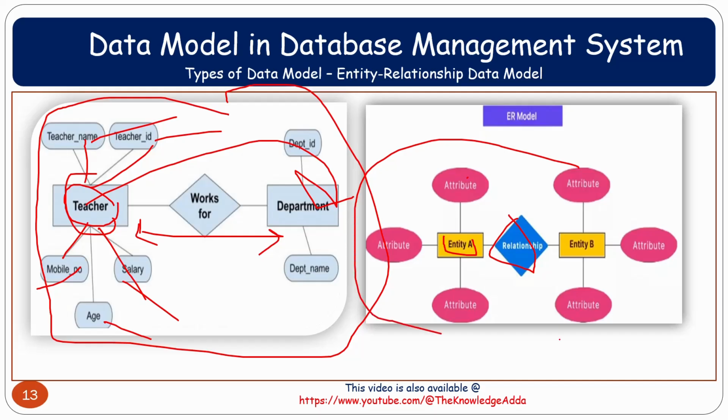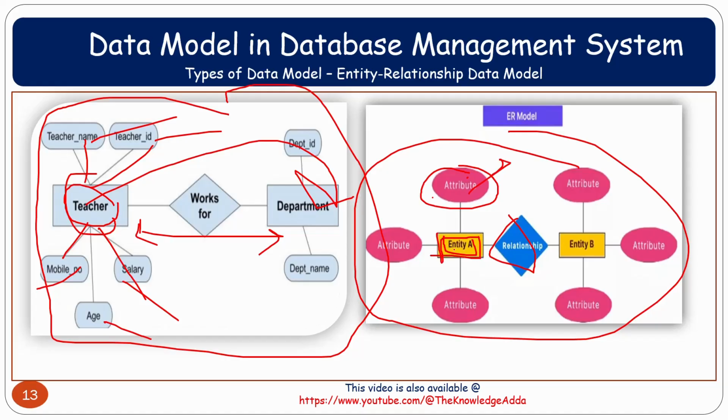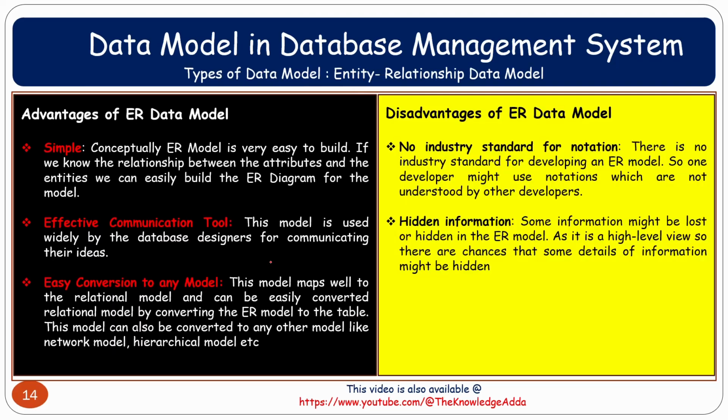Basically this is a way of representing the ER model. In a circle we represent attributes, in a rectangle we represent an entity, and in a diamond we represent a relationship. This is very simple, and also an effective communication tool with easy conversion to any model.